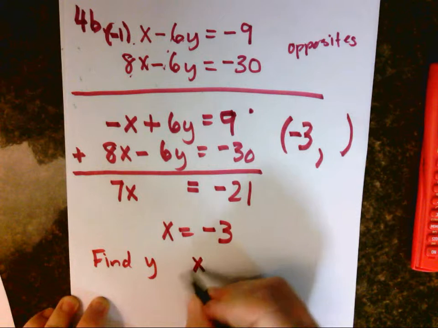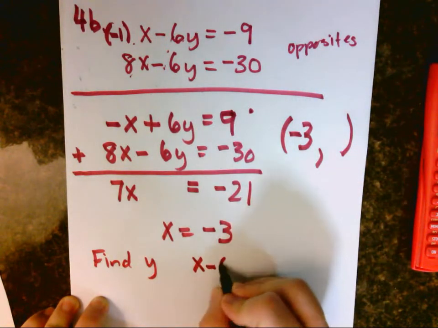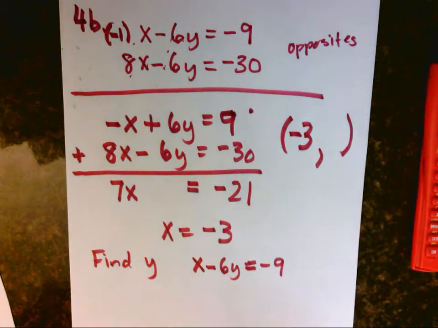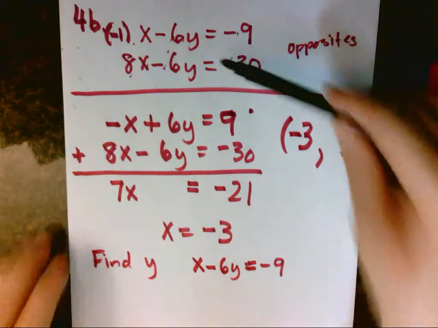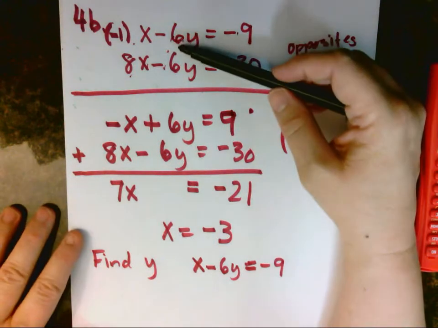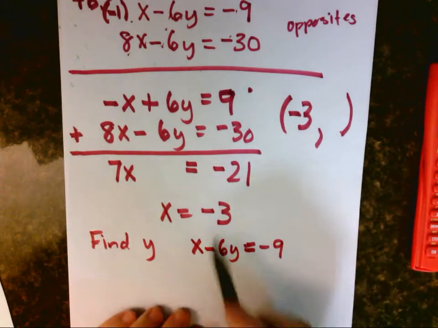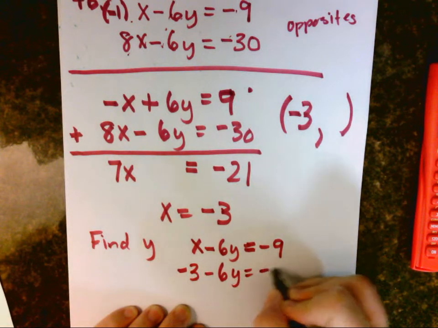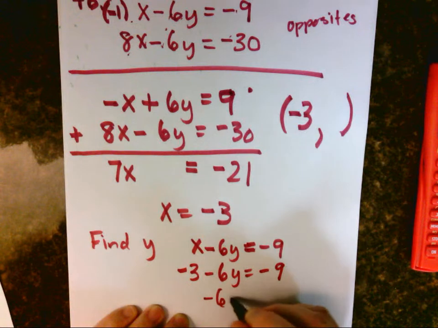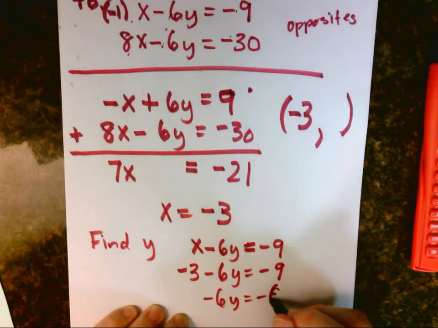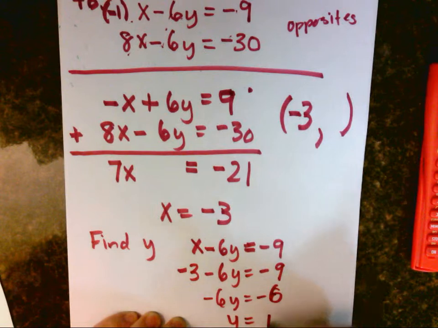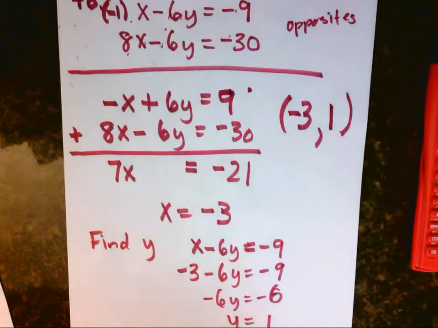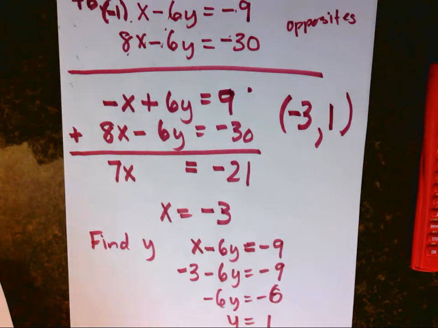So I'm going to take the first equation at the very top of the page, x minus 6y equals negative 9. How did I know which one to pick? It doesn't matter. If the point is on both lines, you could pick either one of the lines. So I picked the one that had smaller numbers in it. Okay, that was my plan. Now I'm going to put negative 3 in for the x. Add 3 on both sides. And y equals 1. Negative 3, 1 is the intersection point for those two lines.